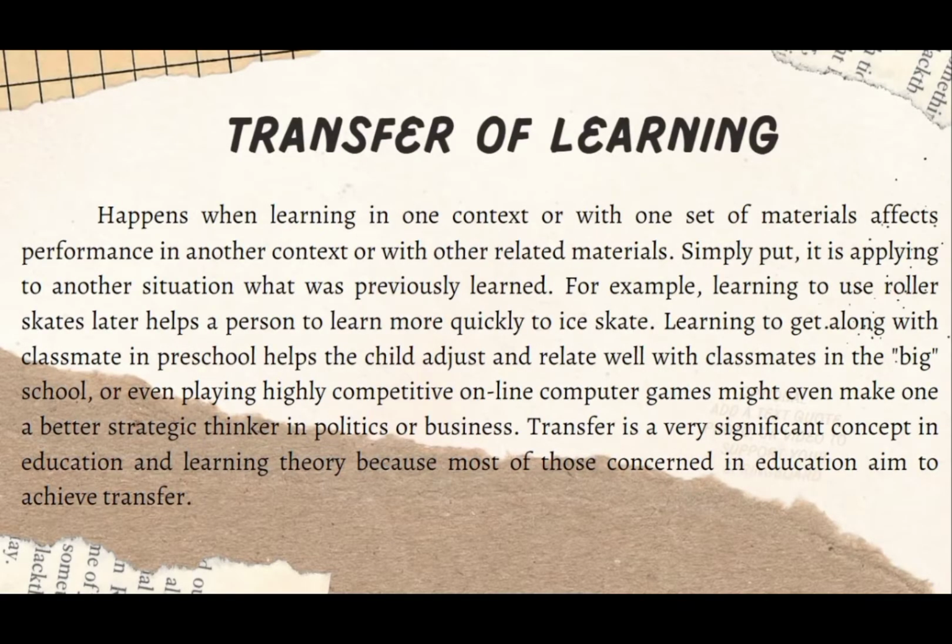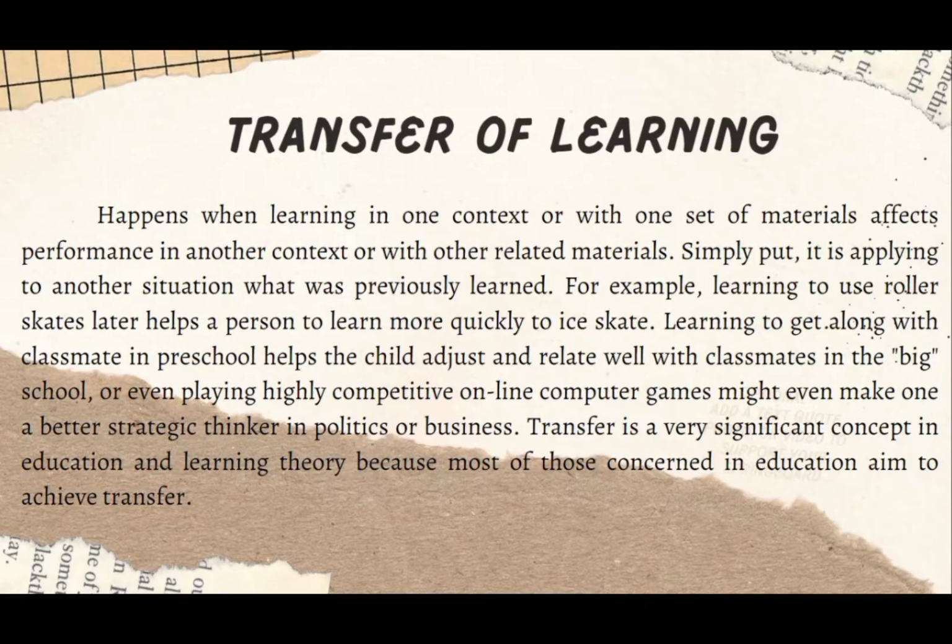So first, let me define for you what transfer of learning is. Transfer of learning happens when learning in one context or with one set of materials affects performance in another context or with other related materials. Simply put, it is applying to another situation what was previously learned. For example, learning to use roller skates later helps a person to learn more quickly to ice skate.